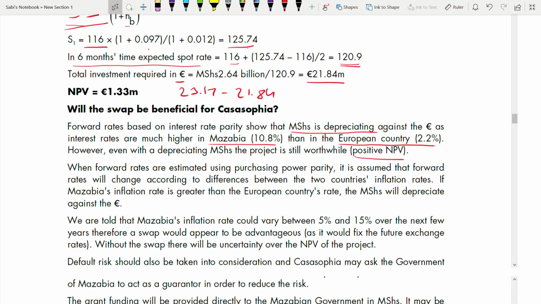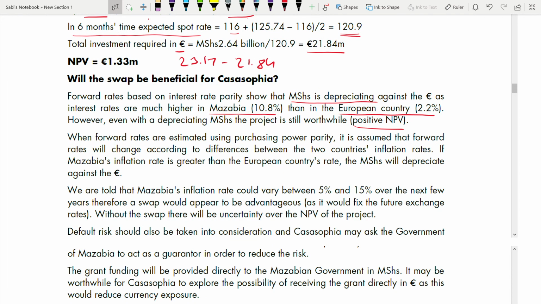But still, with that depreciating, why are you saying depreciation? Because of the 10.8. So with that depreciating, the MSA project is still worthwhile. Even though that income is reducing, that project is still worthwhile because of the positive net present value. Now, just check how they are using different paragraphs for different meanings.